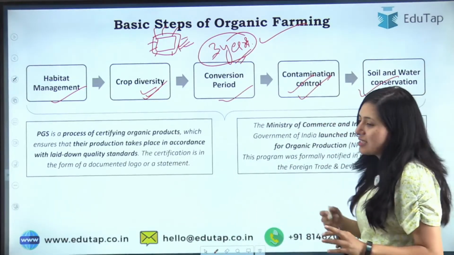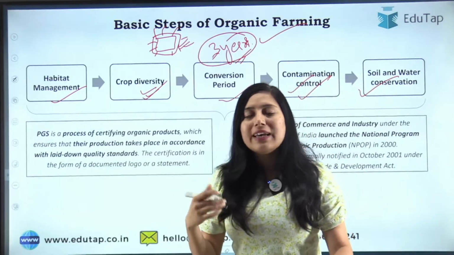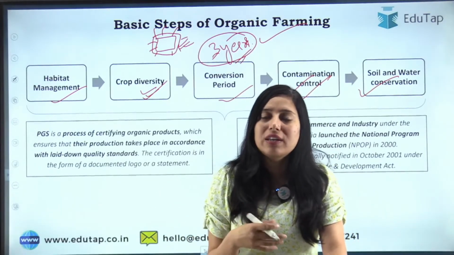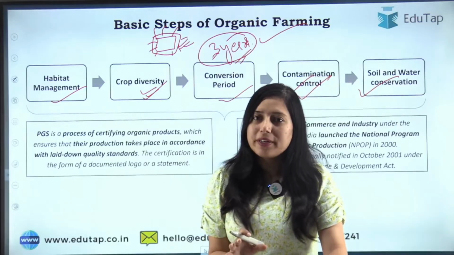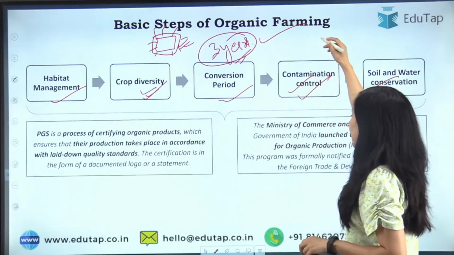And then next is soil and water conservation. All the agronomic practices that enhance soil and water conservation should be adopted. So these are the basic steps of organic farming.